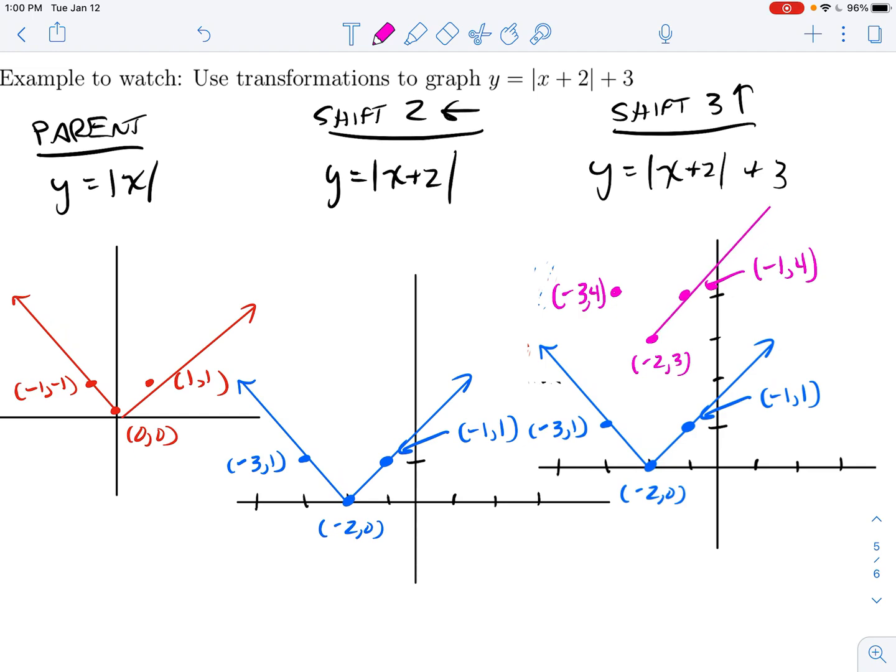And our final graph, as we would expect, is V-shaped. This pink one is the final answer. That's the result of taking the original graph that had its vertex at 0, 0, and we shifted it 2 units left and 3 units up. So it makes sense that the vertex is now at negative 2, 3. We shifted the whole graph 2 to the left and 3 up, so that's where the vertex wound up. But the size and shape are the same.